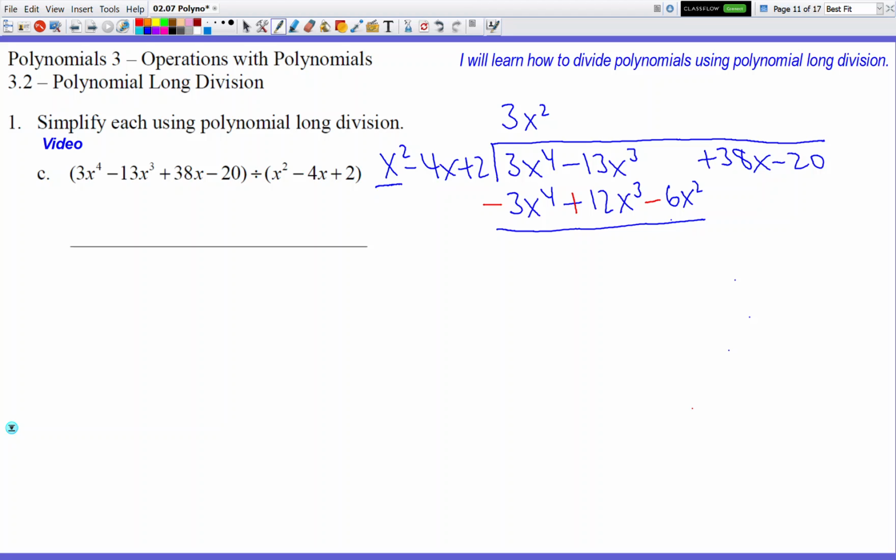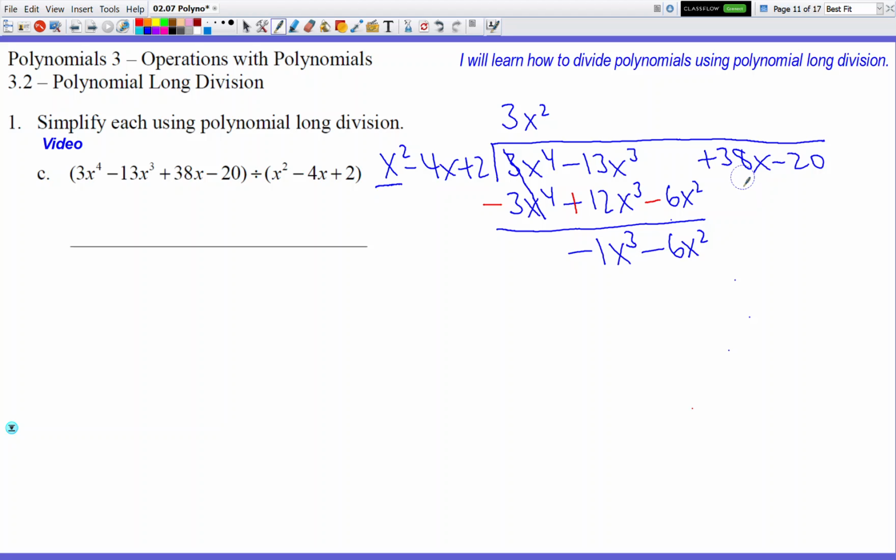Okay, so just like usual, our first column, it better disappear, right? 3x to the 4th power minus 3x to the 4th power, it cancels. That has to happen. If that doesn't happen, you're doing something wrong. Okay, so negative 13, positive 12, that makes negative 1x cubed. And then nothing in negative 6x squared is negative 6x squared. So round 1 is done.